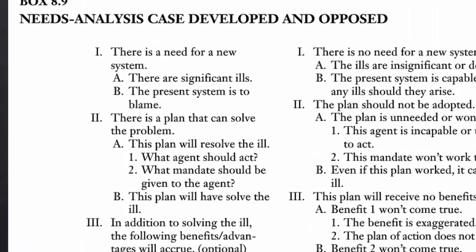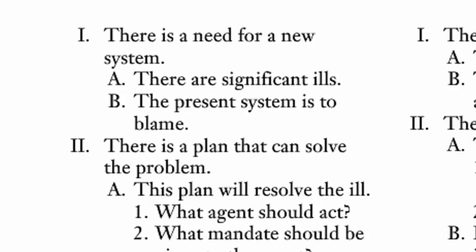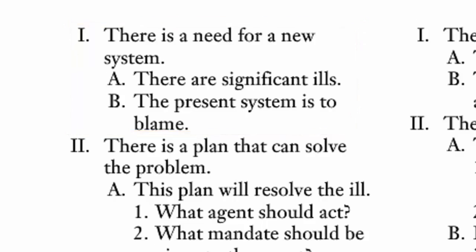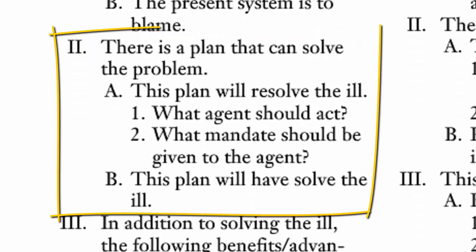So you can see on the left-hand side, this is what the brief would look like for the case in favor of policy change. So Roman numeral 1, there's a need for a new system that involves significant ills and the present system is to blame. So the stock issues of ill and blame taken together establish we need to act with a policy response. Roman numeral 2, there's a plan that can solve the problem.